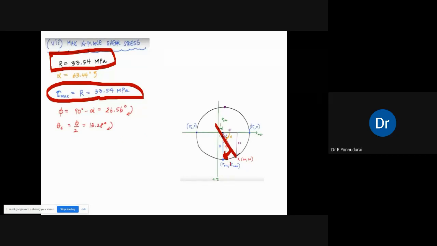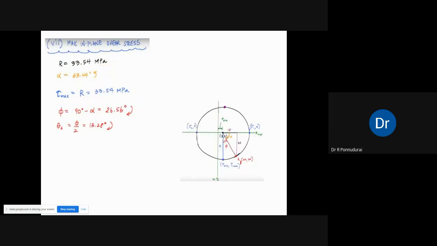Here it is 13.28. So the 5 is equal to 26.56 here. But in plane, actually, it will be half of that. Is it okay?